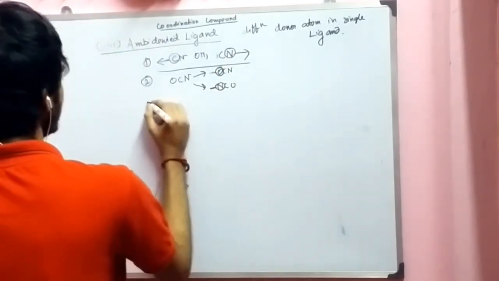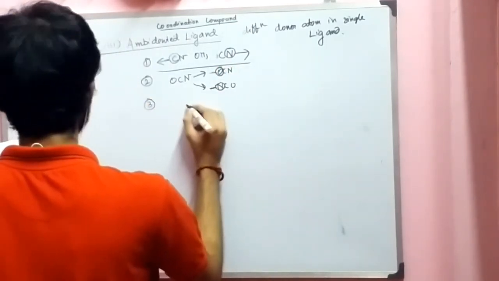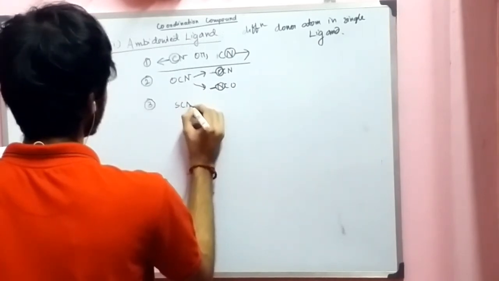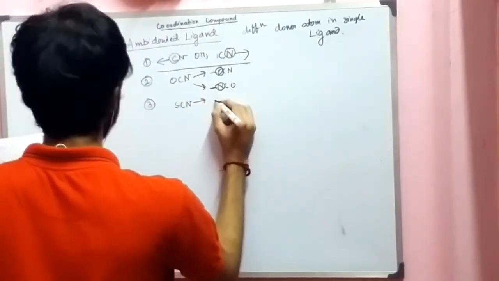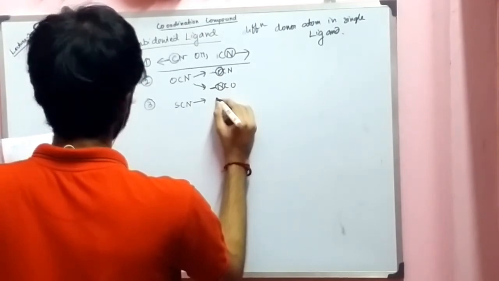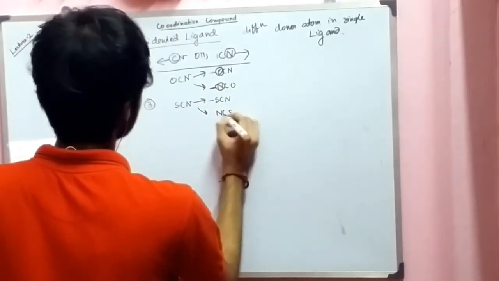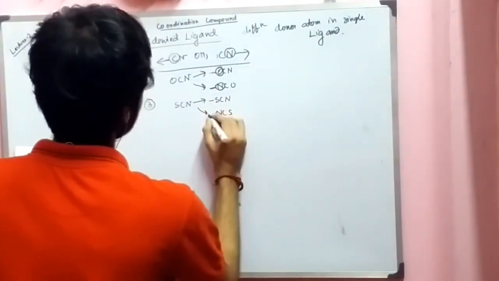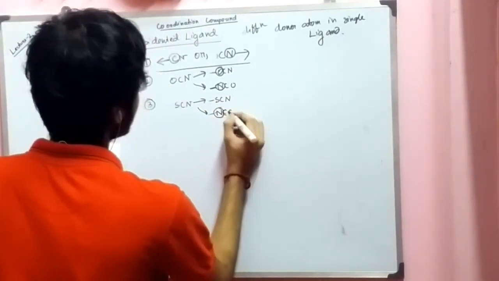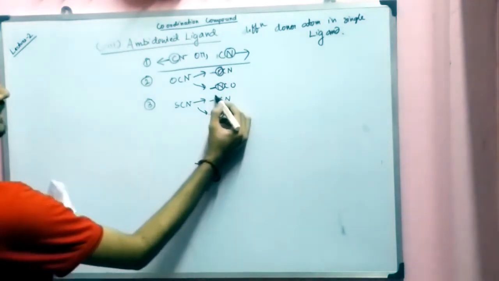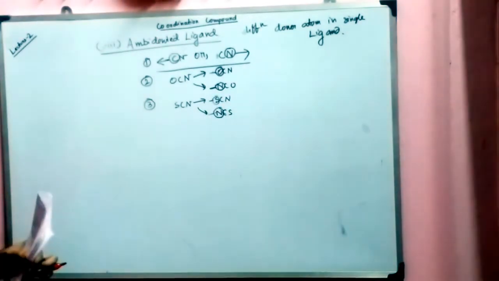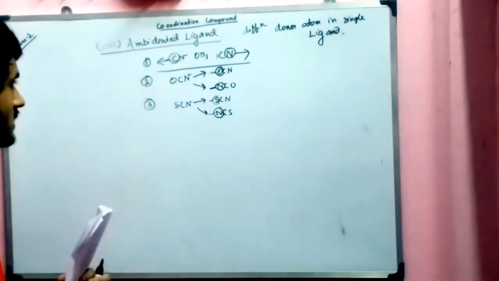Okay, the third example is SCN, 2 types of donor: SCN through sulfur, or NCS through nitrogen. Okay, write down these examples.